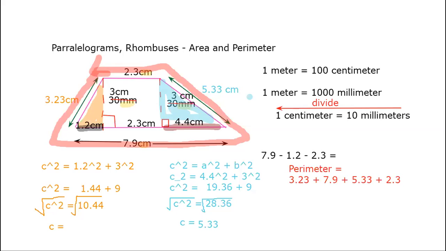Okay. And I think that concludes our lesson on perimeter and area of trapezoids and rhombuses.